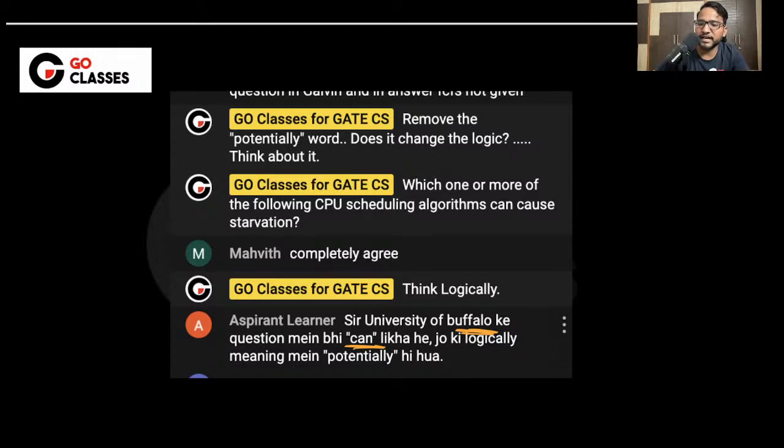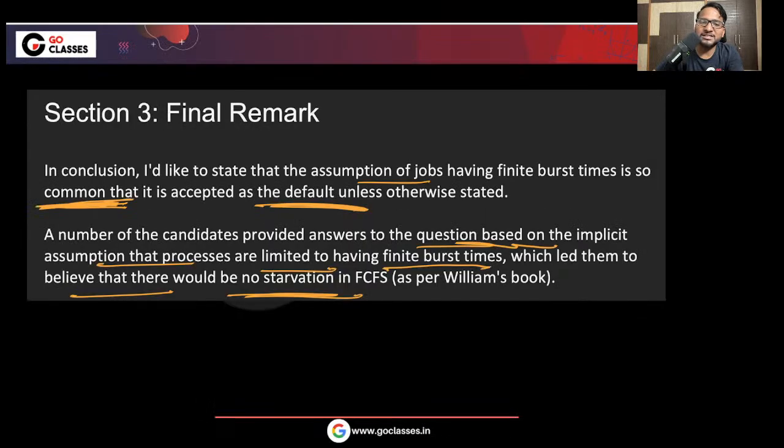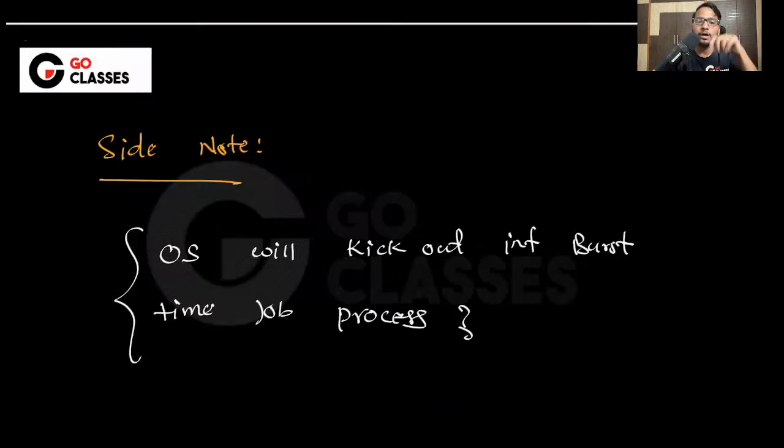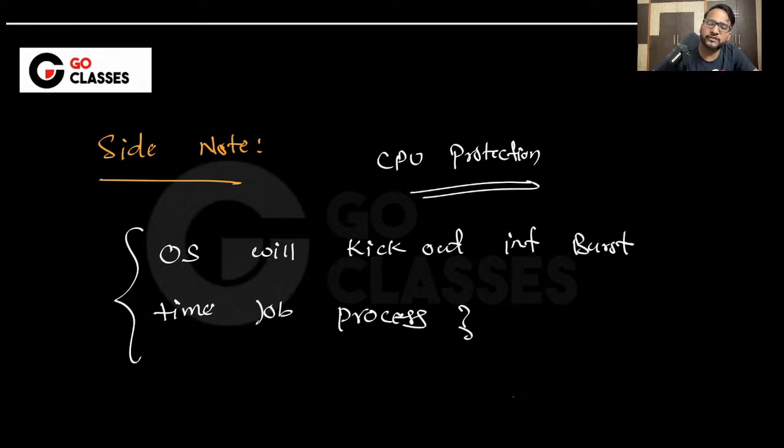Yes, Priyanshu, that is correct. So now let's talk about the side note that I wanted to talk about. Will the OS kick out the infinite burst time process? What do you think? Some students are saying that the OS will kick out the infinite burst time process. They are saying that it is CPU protection, or something like this, right? Because of CPU protection, the OS will kick out the infinite job process.